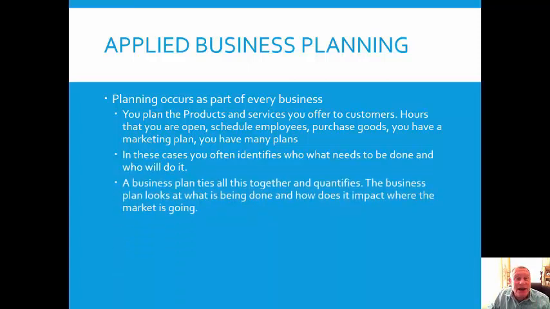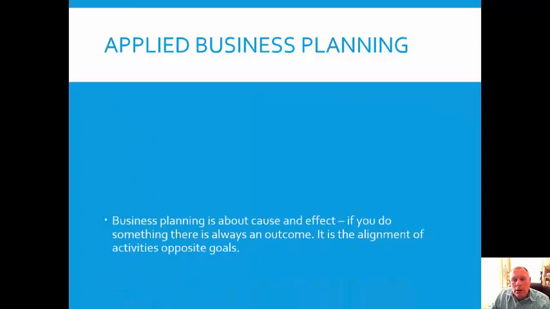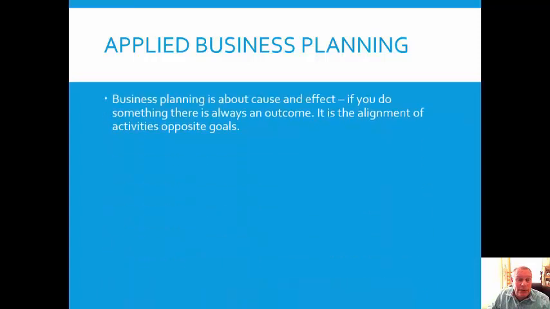A business plan ties this all together and quantifies it. The business plan looks at what is being done and how it impacts where the market is going. It's about cause and effect. Okay? Everything is about cause and effect. And this includes your studying. It's an alignment of activities opposite the goals. The plan involves, again, who, what, when, and where. I keep going over this because we have to see how we align things. What is the cause and effect?